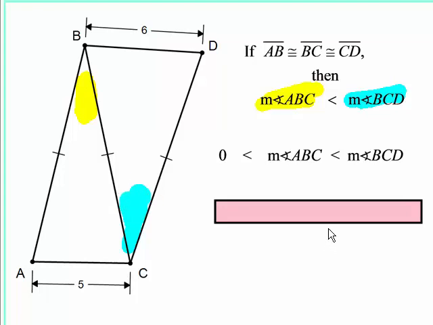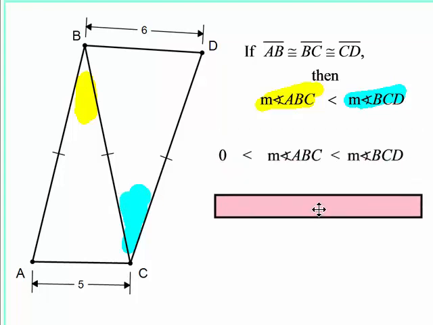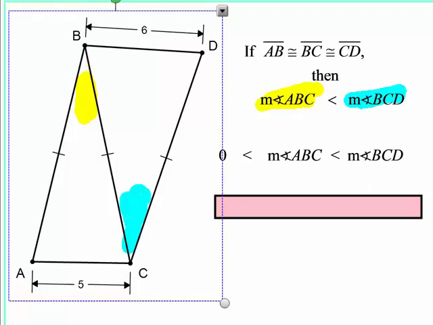I meant to have this covered at first: not only is this yellow angle smaller than the blue, but that yellow angle also has to be larger than 0 degrees. If this measured 0 degrees, then it wouldn't be a triangle. This would be a straight line. So the measure of angle ABC has to be between 0 and whatever the measure of angle BCD is.